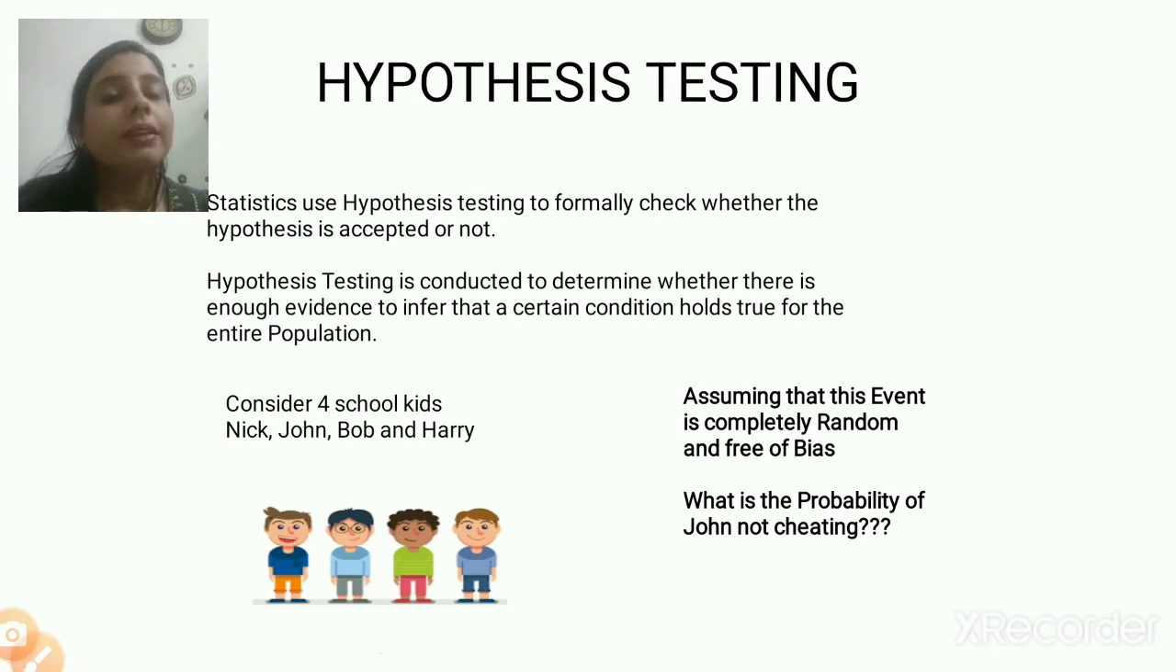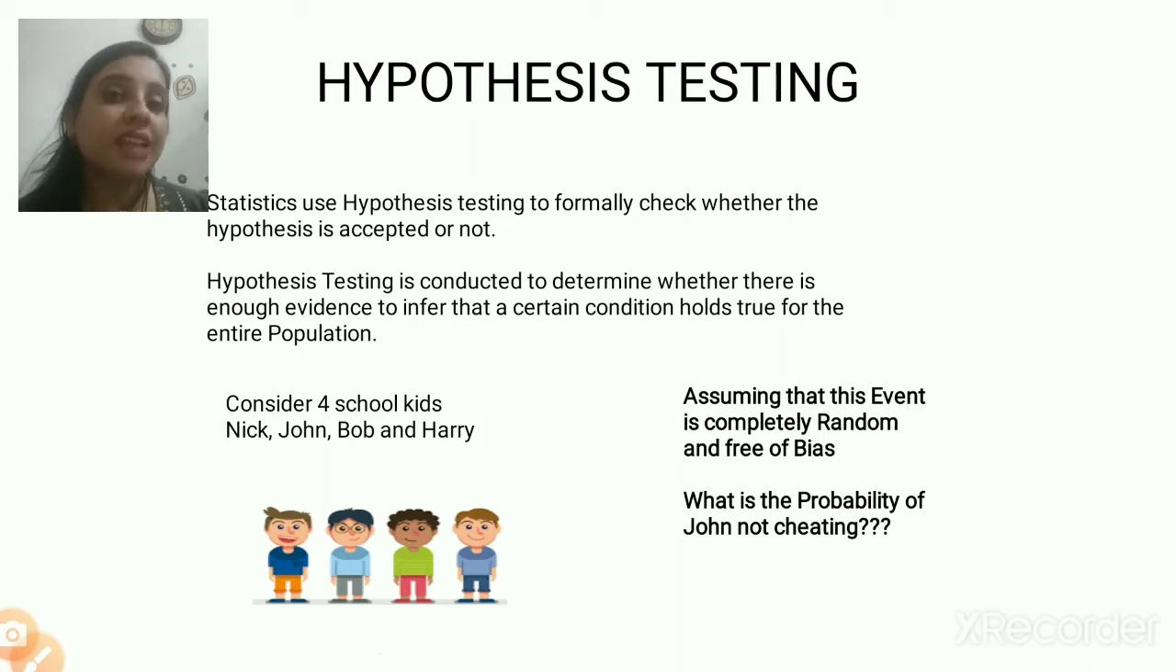Everybody was in a dilemma. They thought, is John cheating? Is there any possibility that John is cheating? The three of them discussed this and came up with the idea of doing a type of testing to find out the probability of John cheating. So we will do a hypothesis testing, in which we will test the probability of John not cheating.